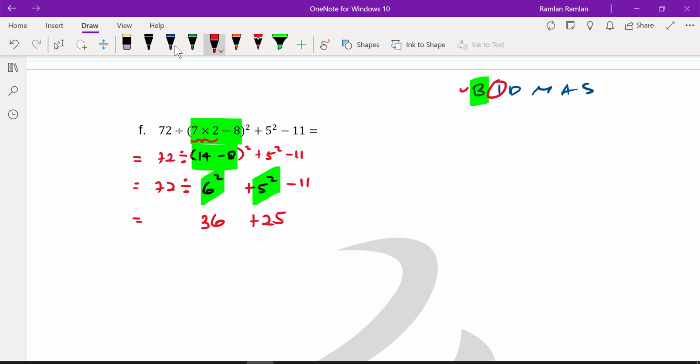Okay, so the 72, just rewrite them again. 72, and then minus 11. So yeah, again, just make sure that you do not leave anything behind.